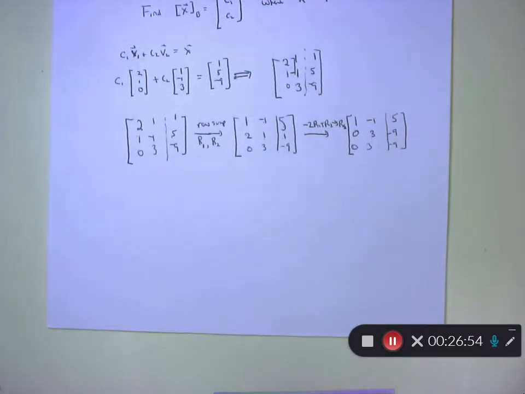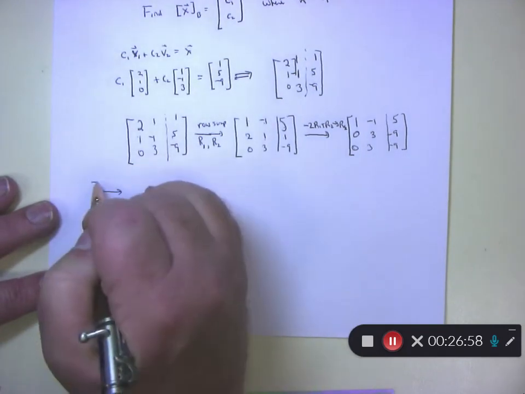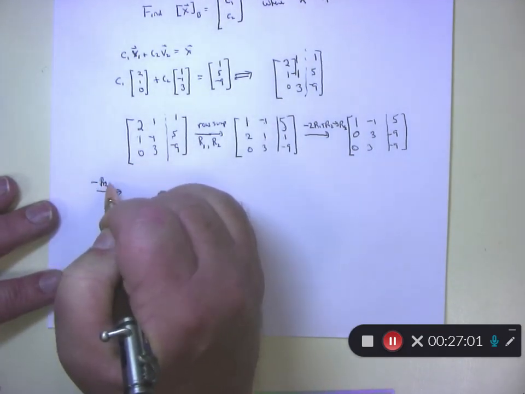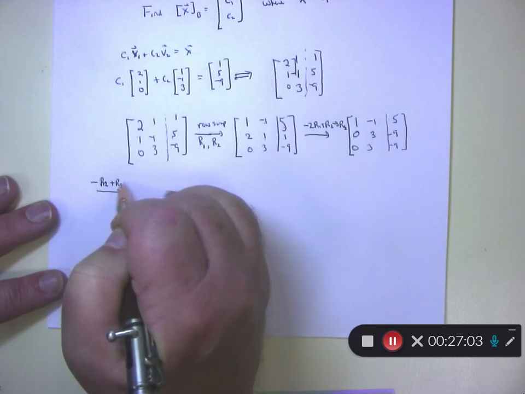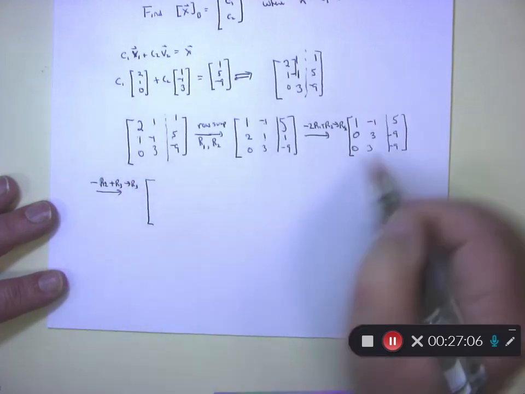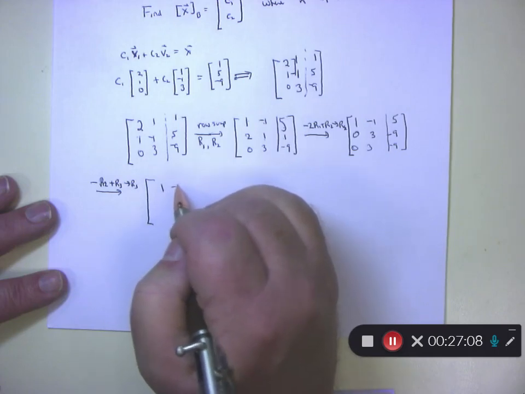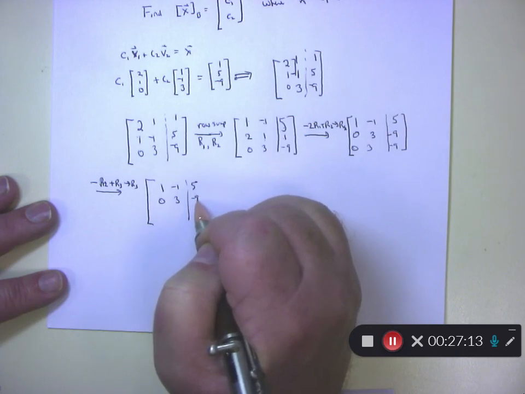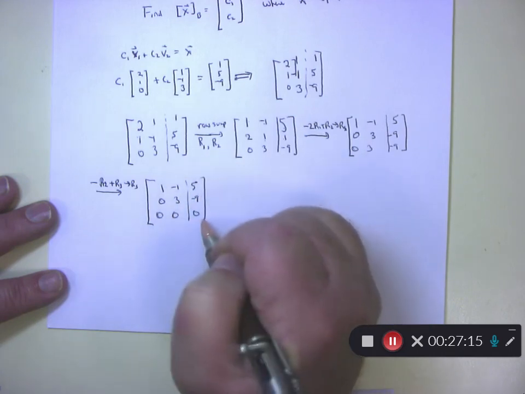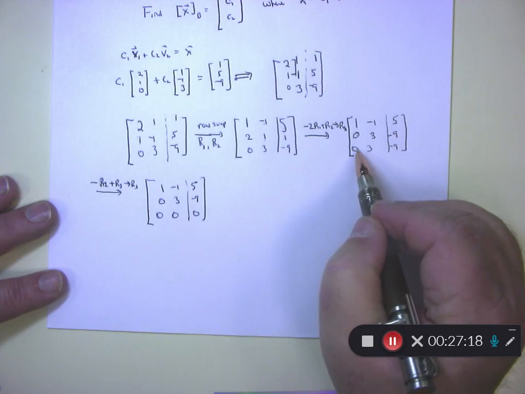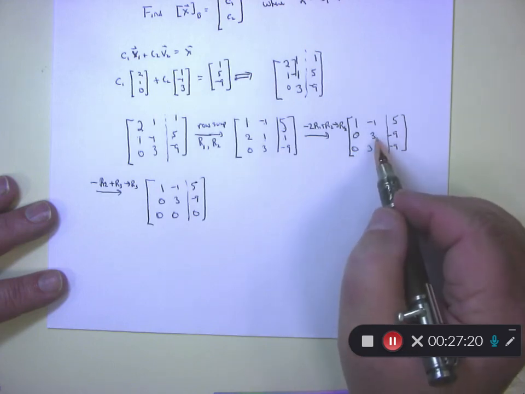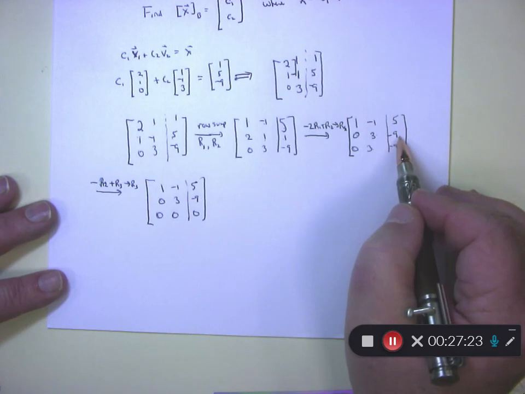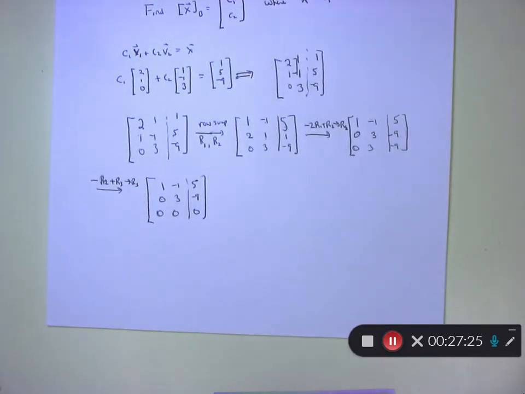How about this? -1 times row 2 added to row 3. Replace row 3, because they're actually the exact same. So this is 1, -1, augmented with 5. I got 0, 3, -9, and then I got 0, 0, 0. Basically, -1 times this plus this, you get 0. -3 plus 3 is 0. -1 times -9 is 9 plus -9 is 0. Row of zeros. Not done yet. What's the next move?